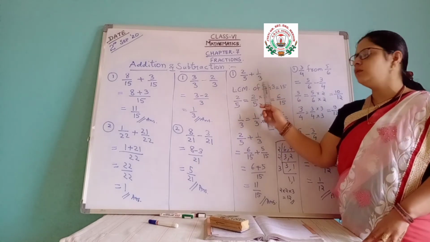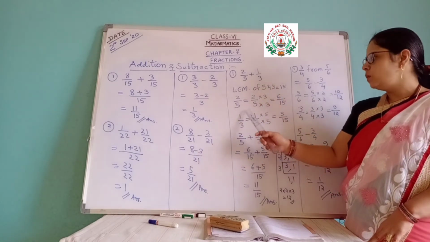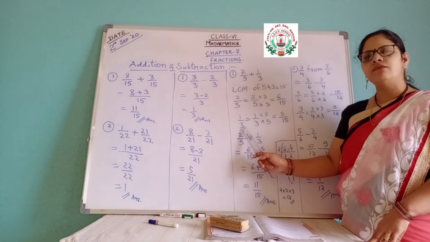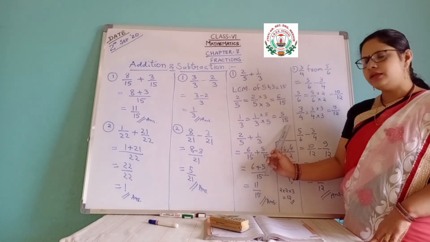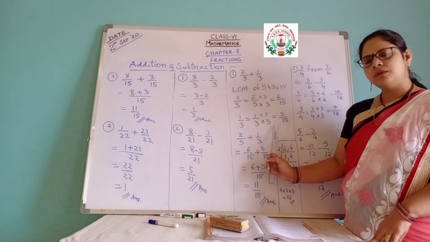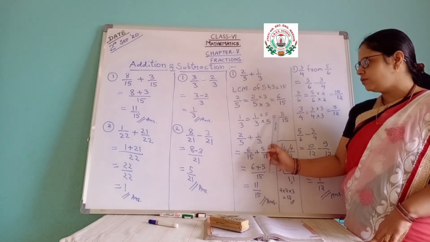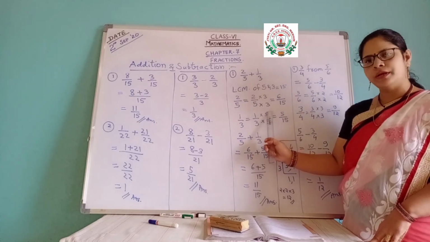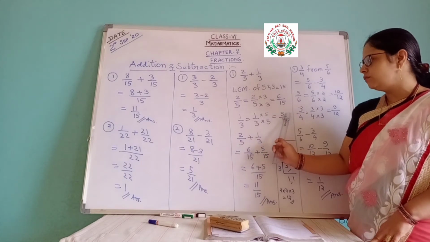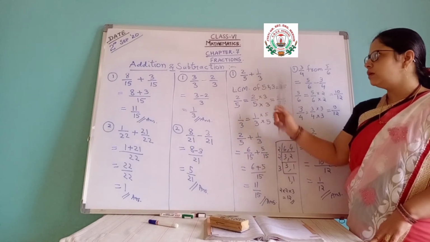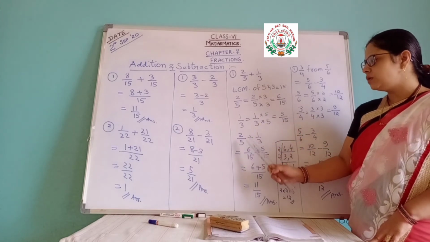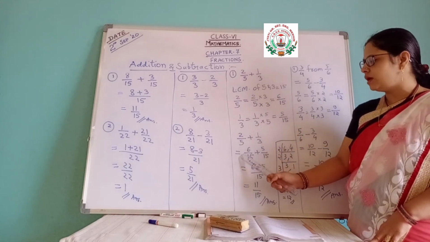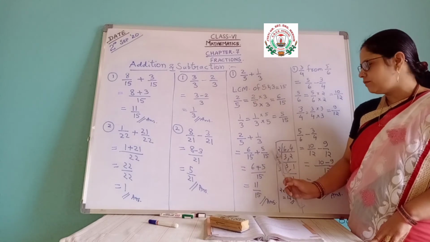Similarly for the other one, 1 by 3, you have to do the same. Now this 3 you have to convert to 15. Now 3 into how much will you get 15? 3 5s are 15. So similarly that same 5 you have to multiply for the numerator also. So 1 into 5 is 5. So 5 by 15. Now these two numbers have converted to 6 by 15 and 5 by 15. So instead of these two numbers, now we have to write down 6 by 15 and 5 by 15.